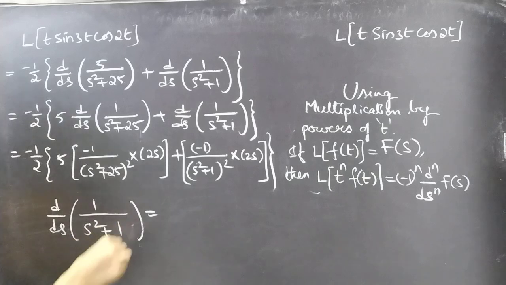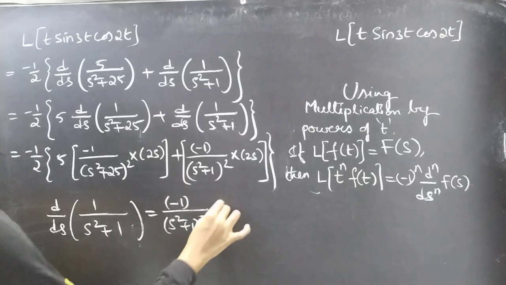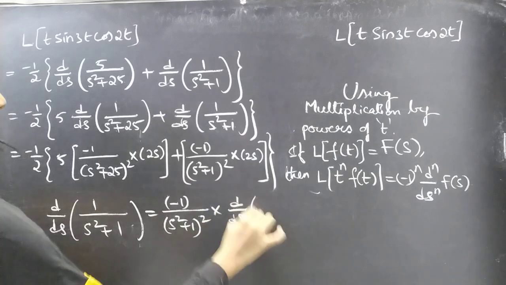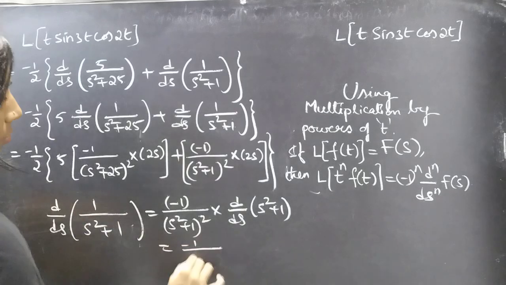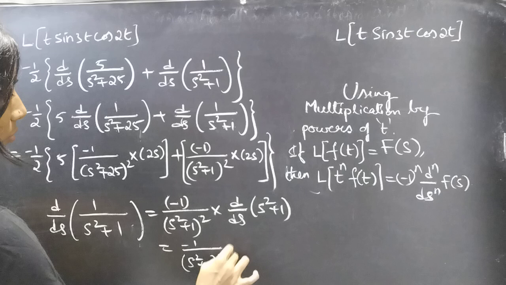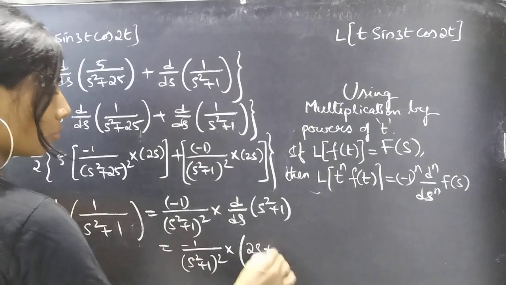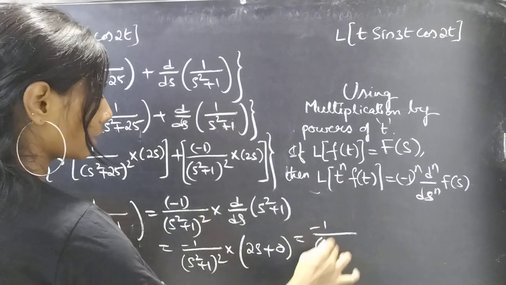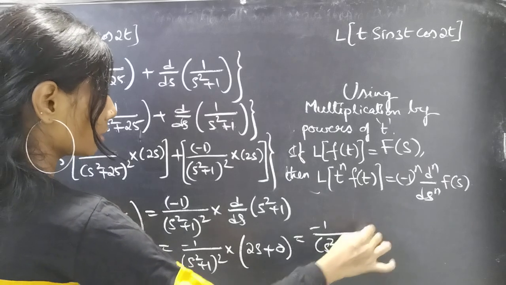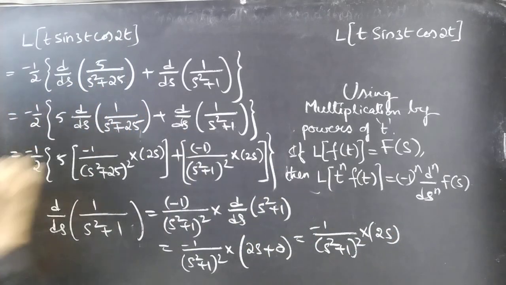Likewise, derivative of 1 by s square plus 1 will be minus 1 by s square plus 1 whole square into the inner derivative, derivative of s square plus 1. This gives us minus 1 by s square plus 1 whole square into the derivative of s square with respect to s, which is 2s, plus derivative of a constant with respect to s is 0, which gives us minus 1 by s square plus 1 whole square into 2s plus 0, that is 2s. What we wrote here, right? Fine. Now coming to the problem.